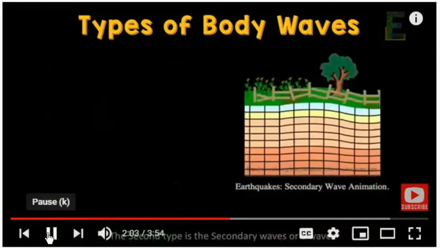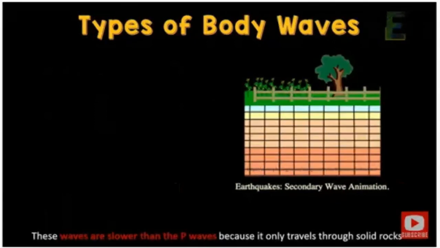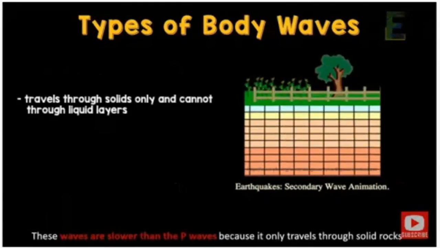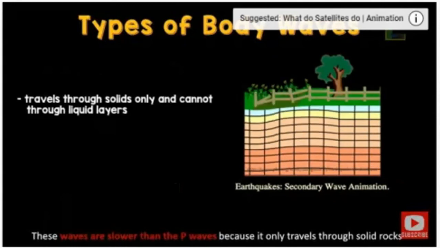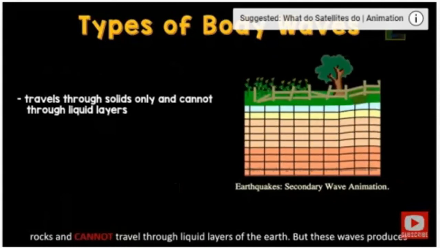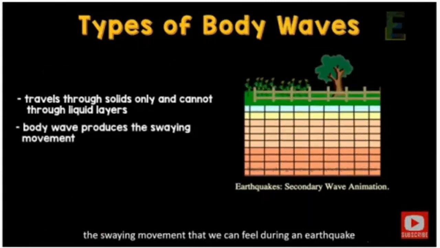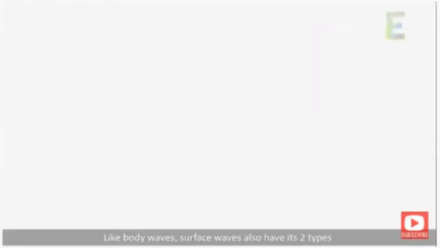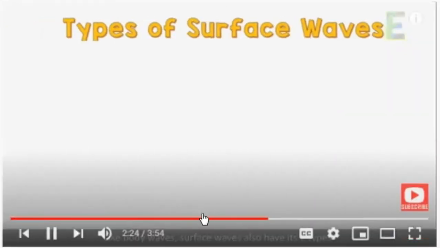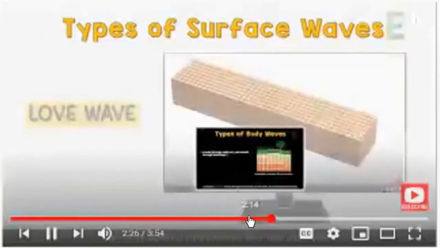The second type is the secondary waves or S waves. These waves are slower than the P waves because they only travel through solid rocks and cannot travel through liquid layers of the earth. But these waves produce the swaying movement that we can feel during an earthquake. Like body waves, surface waves also have two types.